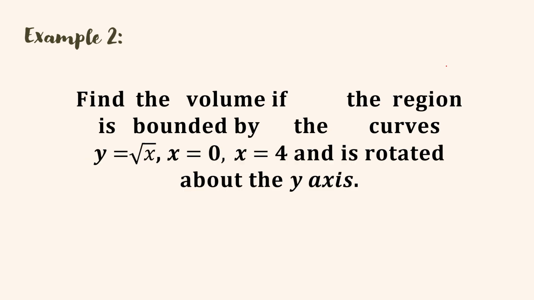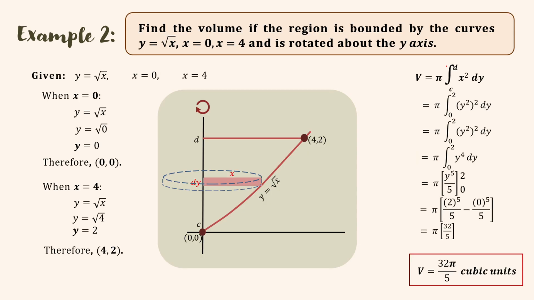Let's proceed with example number 2. Find the volume if the region is bounded by the curves y equals square root of x, y equals 0, and x equals 4, and it is rotated about the y-axis. We know already that when it is rotated about the y-axis using the circular disc, the function that we're going to integrate is in terms of y.